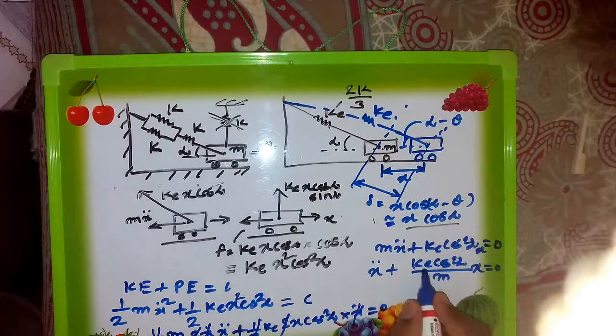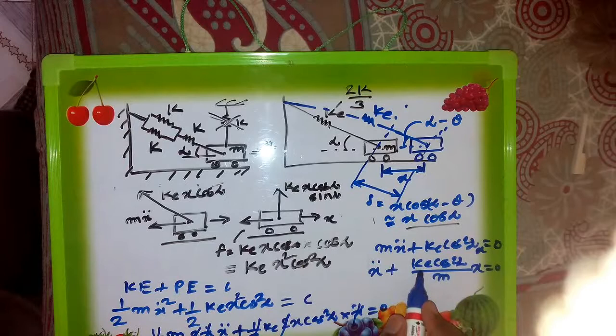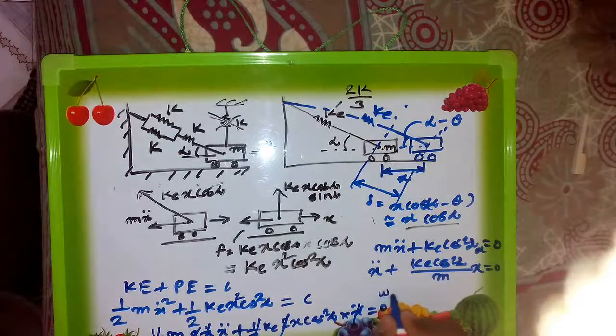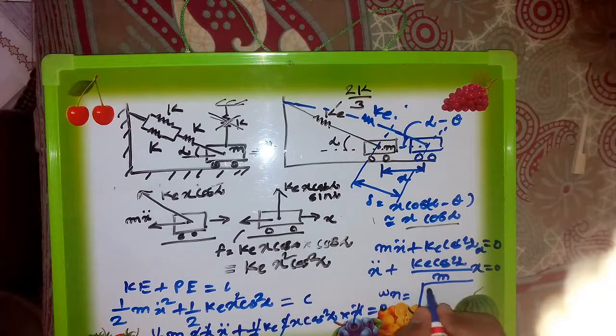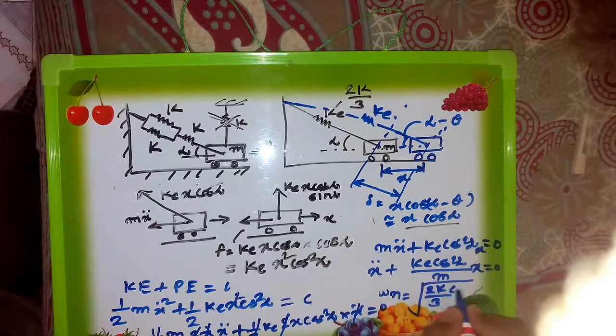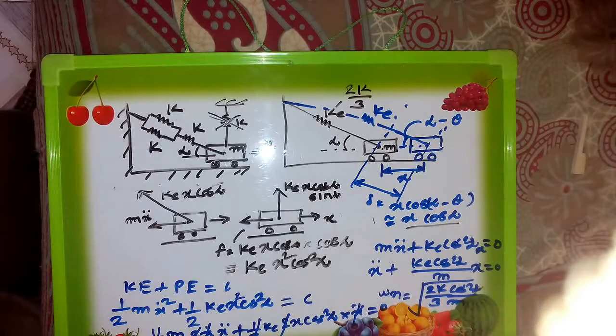So what is the value of k equivalent? If you put the value of k equivalent in it, that is 2k upon 3. So finally you will get the value of omega n is equal to the square root of 2k divided by 3 into cos squared alpha upon m. So this is the value of the natural frequency of the given system.